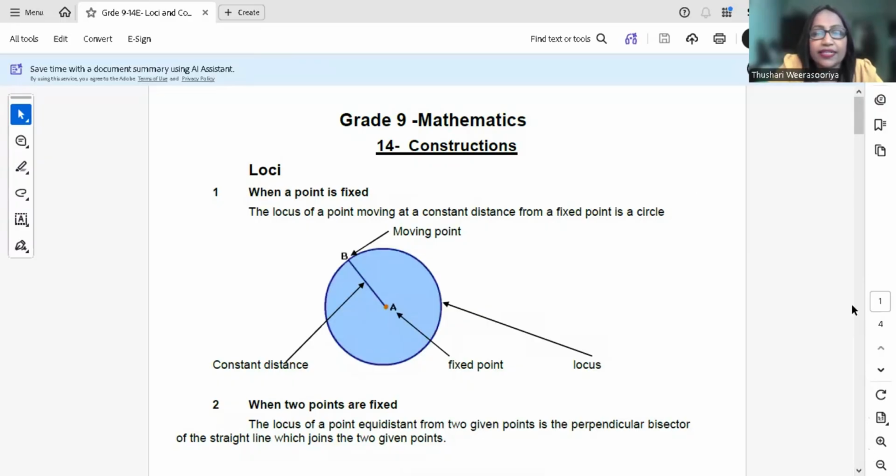Loci. Now this lesson is divided into two parts, Loci and Construction. First of all, we'll discuss the loci. Locus is the singular word, and loci is the plural. Now we move particles by fixing other particles. So we are finding the route. Example, the first loci: when one point is fixed.